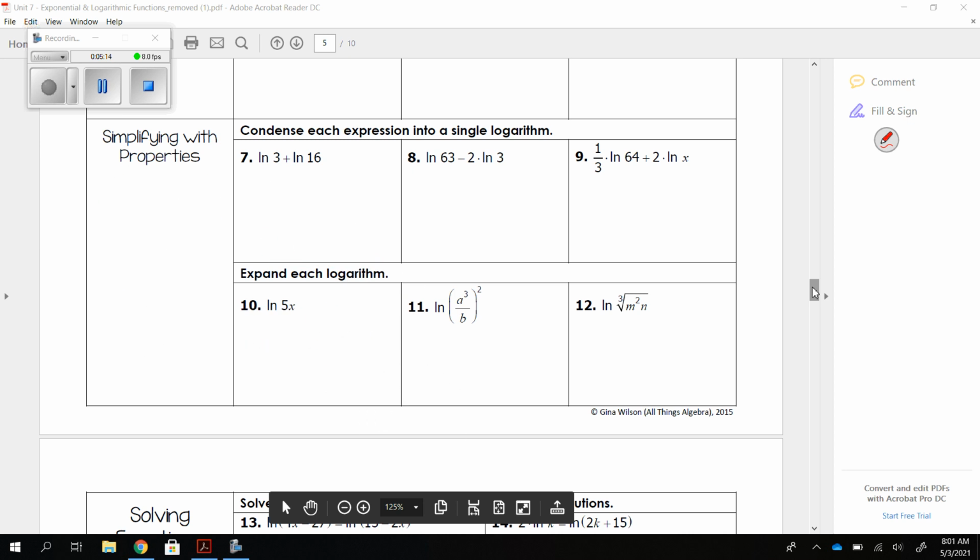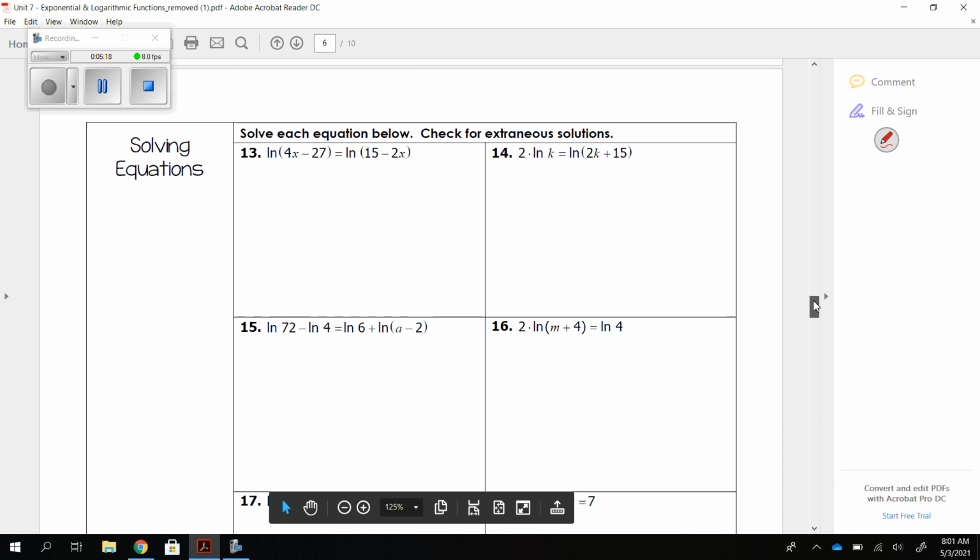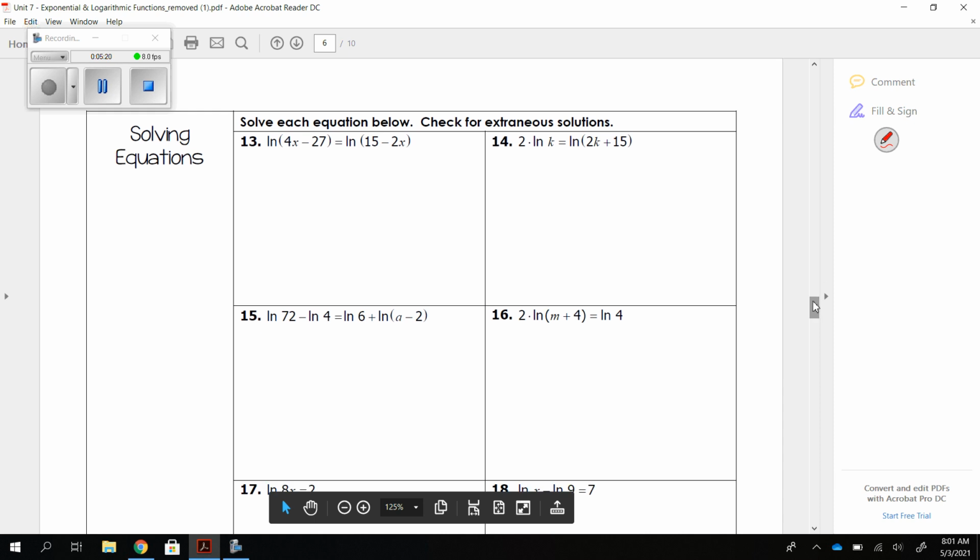Let's see if we need to do one more in the back. Yes, we do, because down here we're solving equations. This paper is basically, with e, like putting everything together that we've already done. We did simplifying, we did expanding, we did condensing, and we did solving just last week. Solving, remember, when the base is the same, we can just ignore it. So we'll take 4x minus 27, and that's equal to 15 minus 2x.